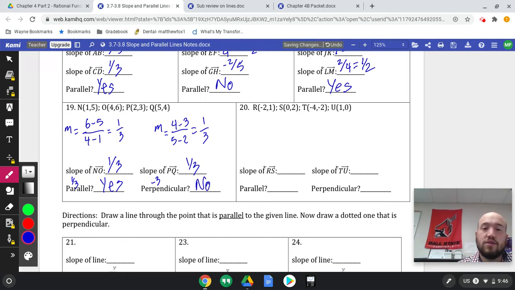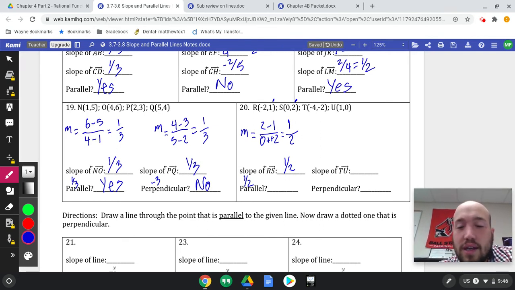Okay, so let's do one more like this. This time from R to S. So once again, we're going to take 2 minus 1 on top, and then 0 minus -2 on the bottom. Remember, minus and negative is the same as plus, so we get a 2 on the bottom. 2 minus 1 is 1 on top, so we get 1/2. And once again, if it's going to be parallel, we know we'll have a slope of 1/2 because parallel lines have the same slope. If it's perpendicular, it'd be the opposite reciprocal of that, so that'd be -2 over 1 or -2. So let's see if we get either of those.